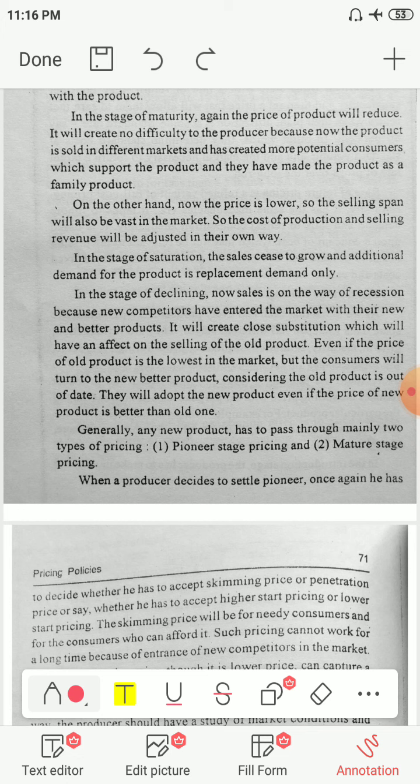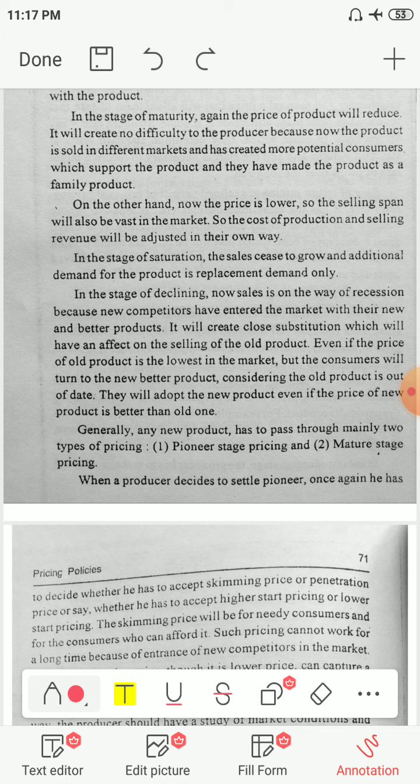In the stage of decline, sales are on the way to recession. Our demand is decreasing because new competitors have entered the market with their new and better products. It will create cross substitution, which will have an effect on the selling of the old product. Even if the price of the old product is the lowest in the market, the consumer will turn to the new and better product, considering the old product out of date. They will adopt the new product even if its price is higher than the old one.